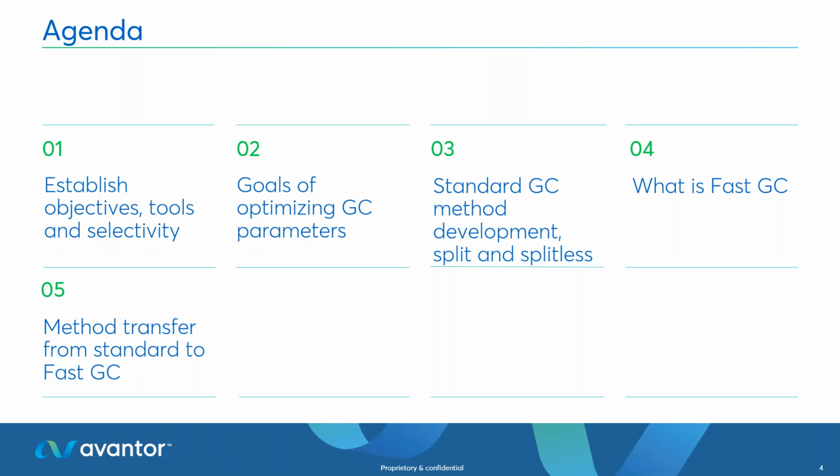Technology, always testing us. So today we're going to be talking about introducing you to different approaches to method development and some guidelines that are going to help you get the resolution that you need out of your applications. First we're going to look at establishing objectives, tools, and selectivity. Then we're going to look at optimization of the GC parameters and what that's working towards. Then we're going to have a look at standard GC method development with split and splitless injections. Then we're going to go into fast GC and how we can transfer a method from standard to fast GC.